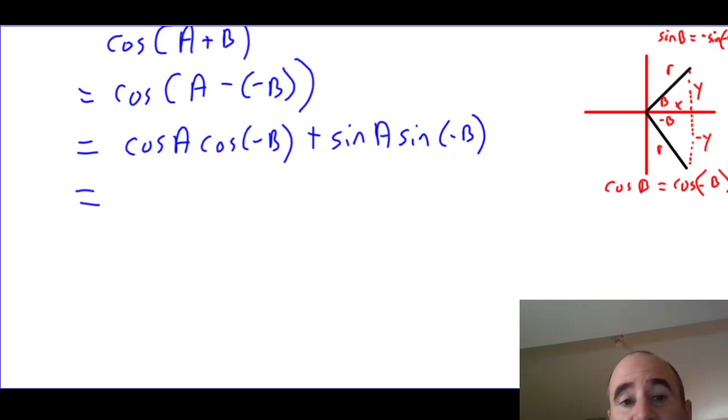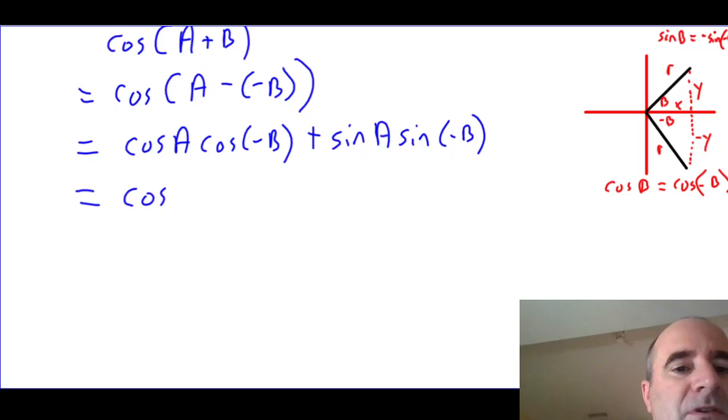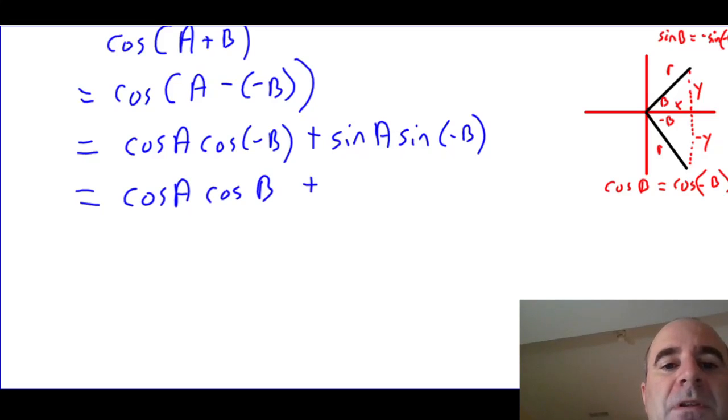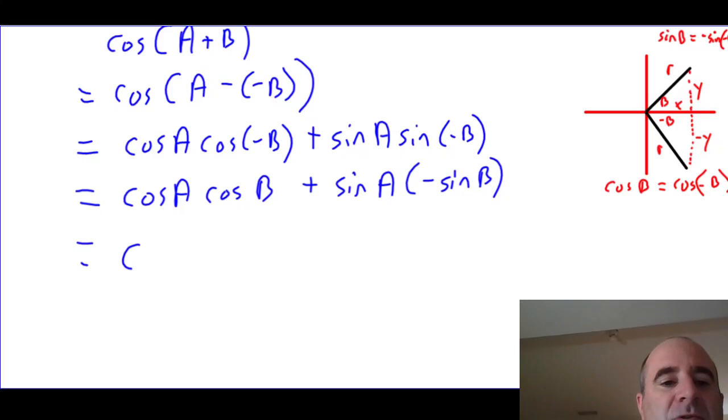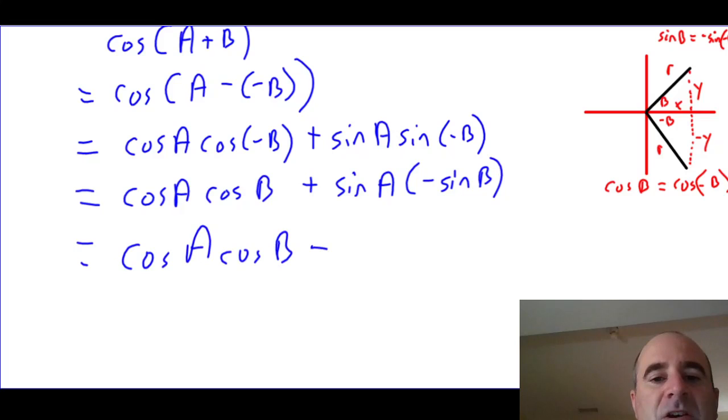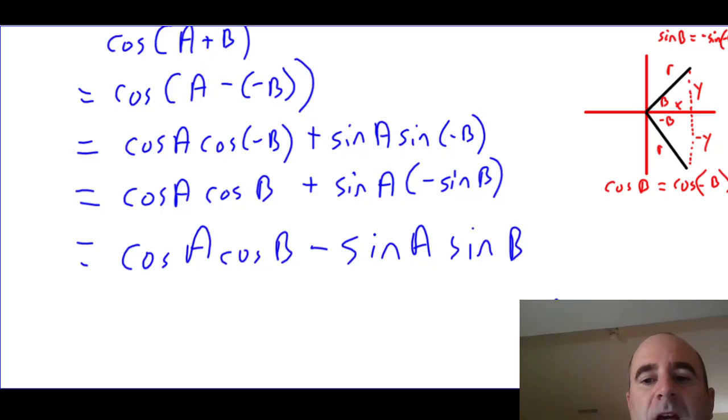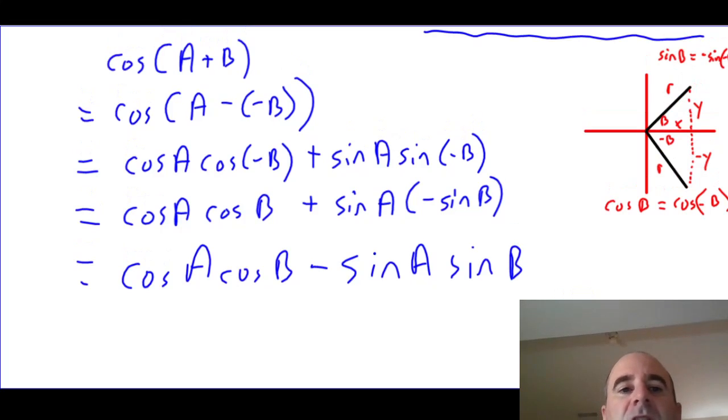So using the idea that the cosine of negative B equals the cosine of B, we can then replace this with cosA cosB. We replace sine negative B with negative sine B. And we get the simplified equation that we're looking for: cosA cosB, take away sine A sine B. And that finishes our second proof.